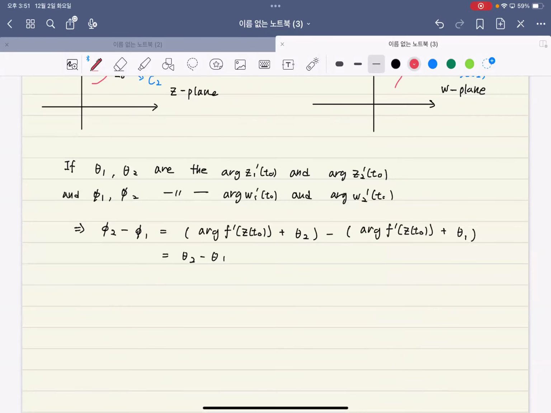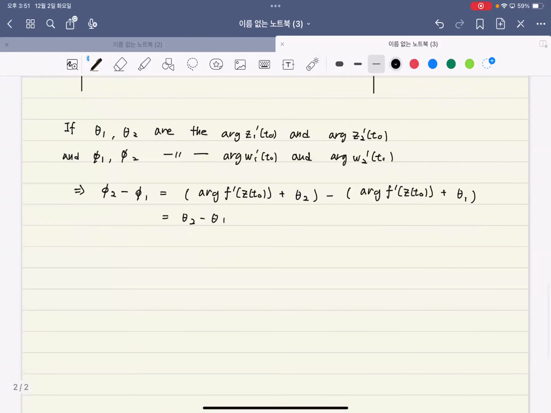Okay, great. So now I can finally say that if your analytic function has a non-zero derivative at some certain point, then in some very small neighborhood around the point, your function has an angle preserving property. Okay, good. Now I am happy. Now I am ready to give you the formal definition of such an angle preserving property, which is called a conformal map.